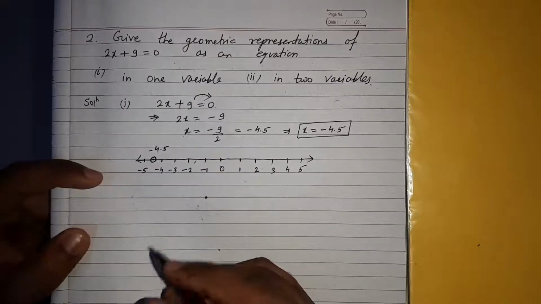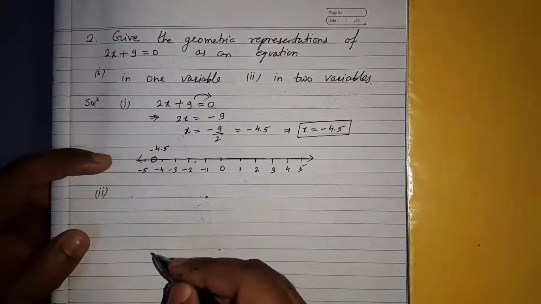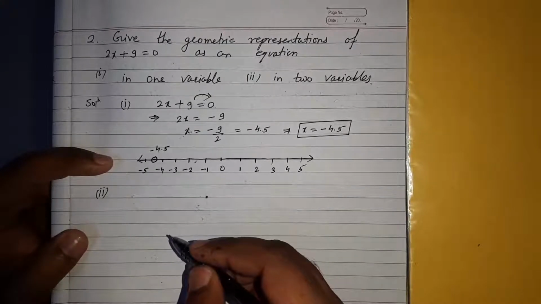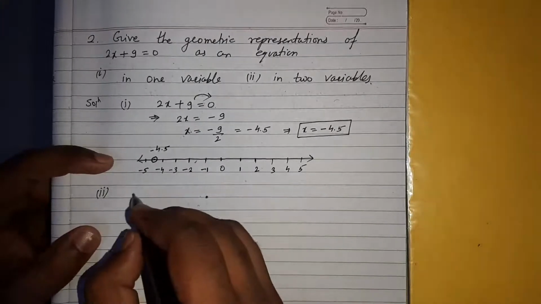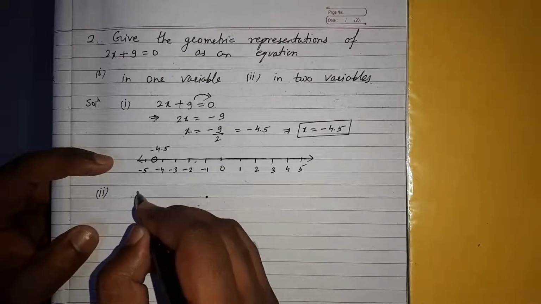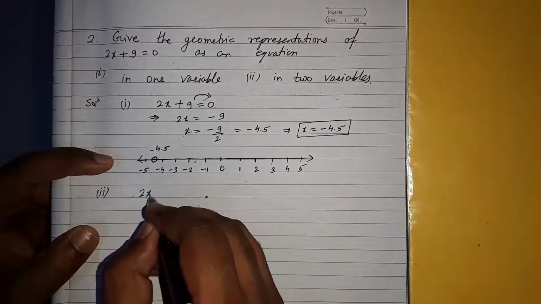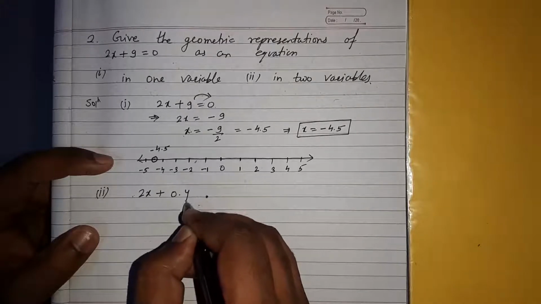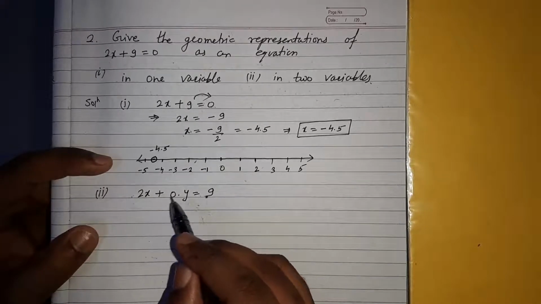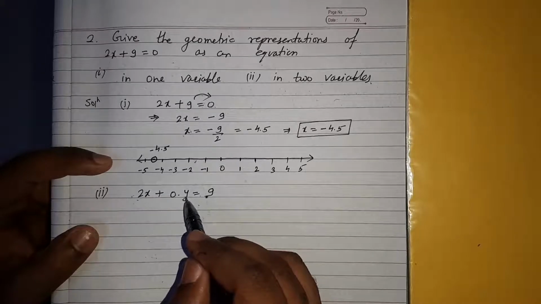Now we will represent this equation in two variables. In this equation the second variable is not there, so we can write this equation in two variables by taking the coefficient of variable y as 0. So it will be 2x plus 0 multiplied by y is equal to 9. Now this is a linear equation in two variables, x and y, but here the coefficient of y is 0.